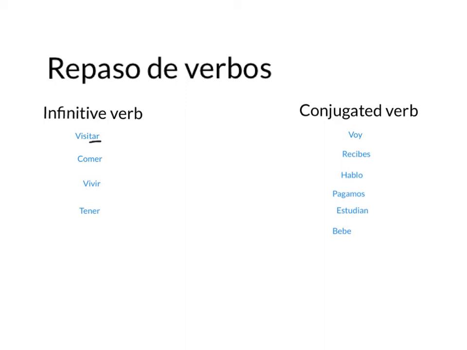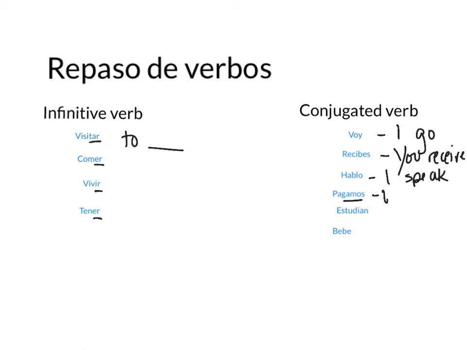Again, you'll notice on the left, the infinitives end in AR, ER, or IR, and they all mean to do something. To visit, to eat, to live, to have. The conjugated verbs on the right have different conjugations, different endings based on their subject, which then changes the meaning of the word. Voy was I go, recibes, you receive, hablo, I speak. The amos here tells us that it's we who pay for something, and so on.